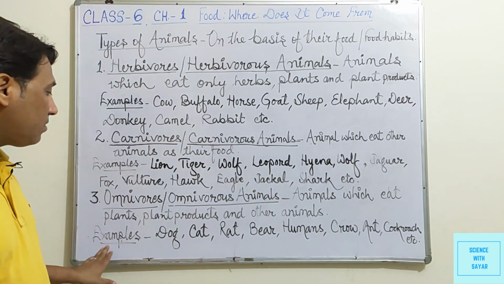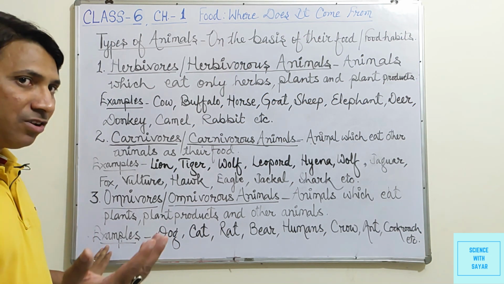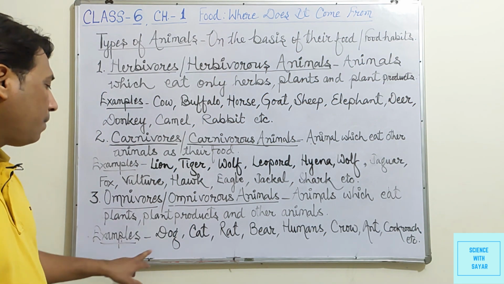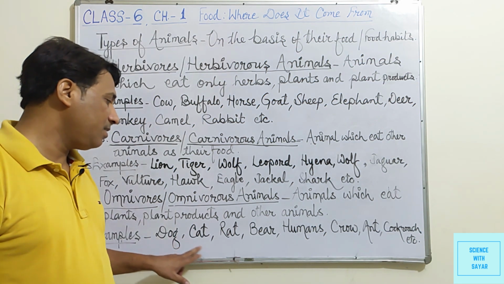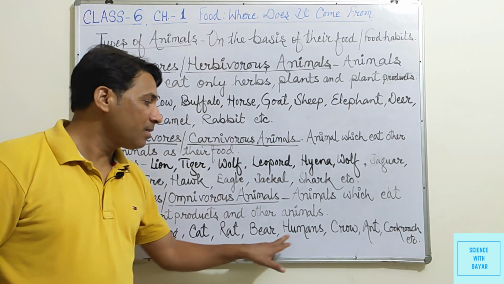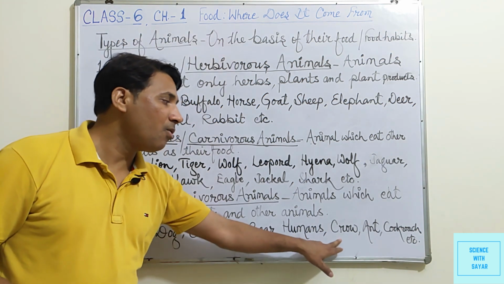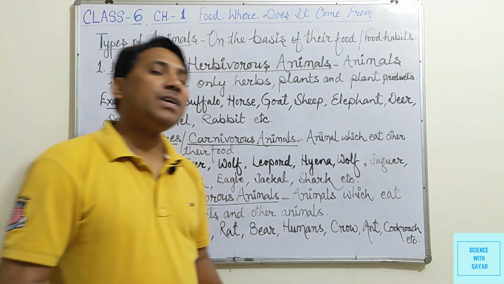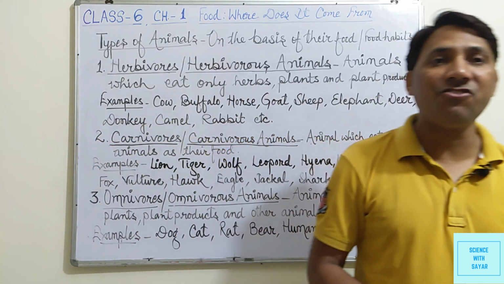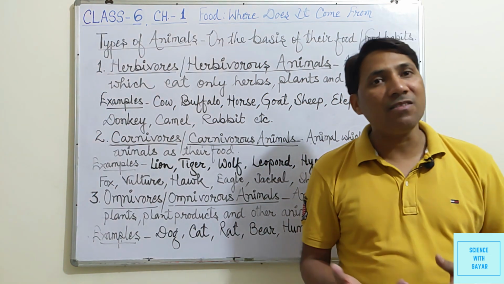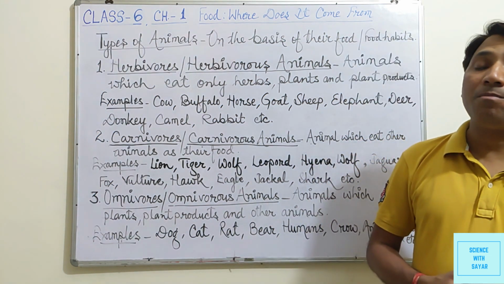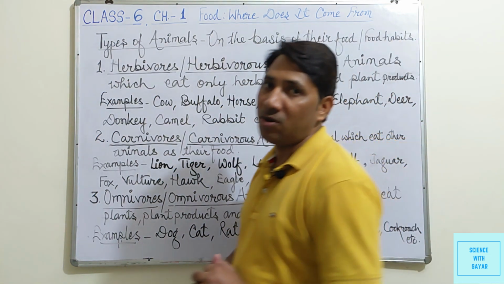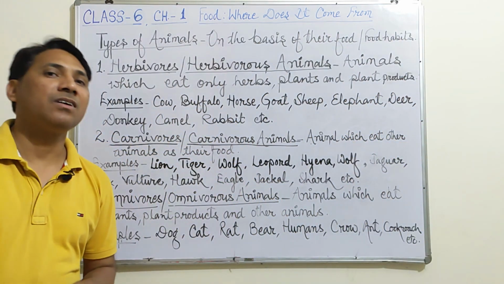And the examples of these animals which eat both the things, plants and animals, are dog, cat, rat, bear, humans, crow, ant, cockroach, etc. It means they can eat the flesh, the meat of animals and the products which come from the plants. These are known as the omnivorous animals.